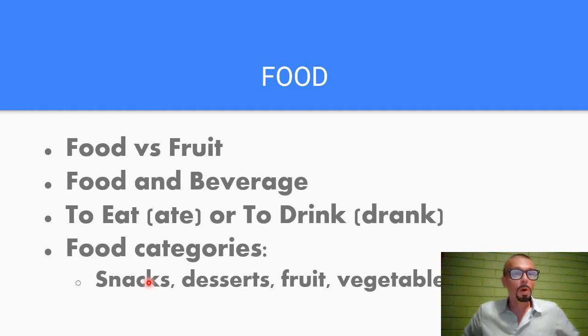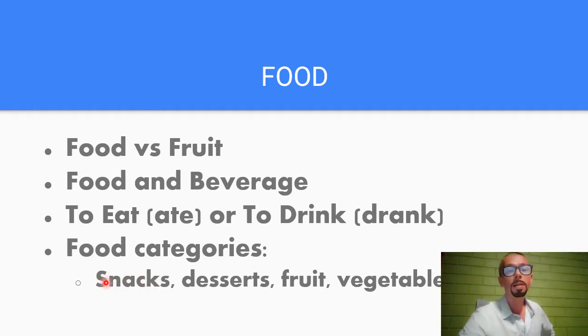And also, now we know that there are many food categories. That sounds difficult, but it's actually quite easy. What is a category? A category is like a group. And we know the first group is snacks, right? Something small, a small amount of food that we eat when we're hungry. There are also desserts, something sweet.